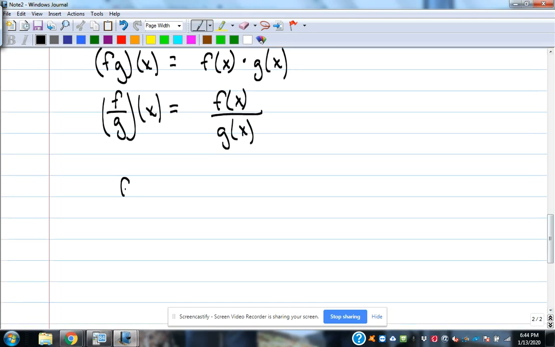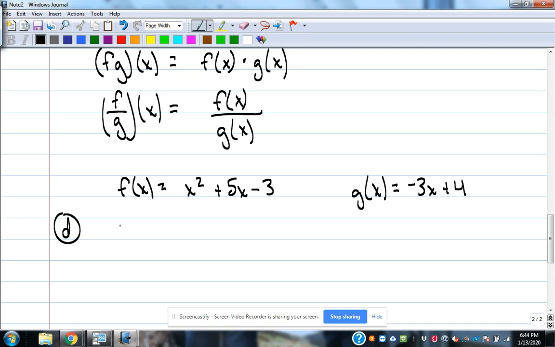So here's f of x, x squared plus 5x minus 3. And then g of x is negative 3x plus 4. Those are the two functions we're going to do every one of these problems with. Okay, so example D is f plus g of x. So we're going to take the f of x function, x squared plus 5x minus 3, plus the g of x function, negative 3x plus 4.